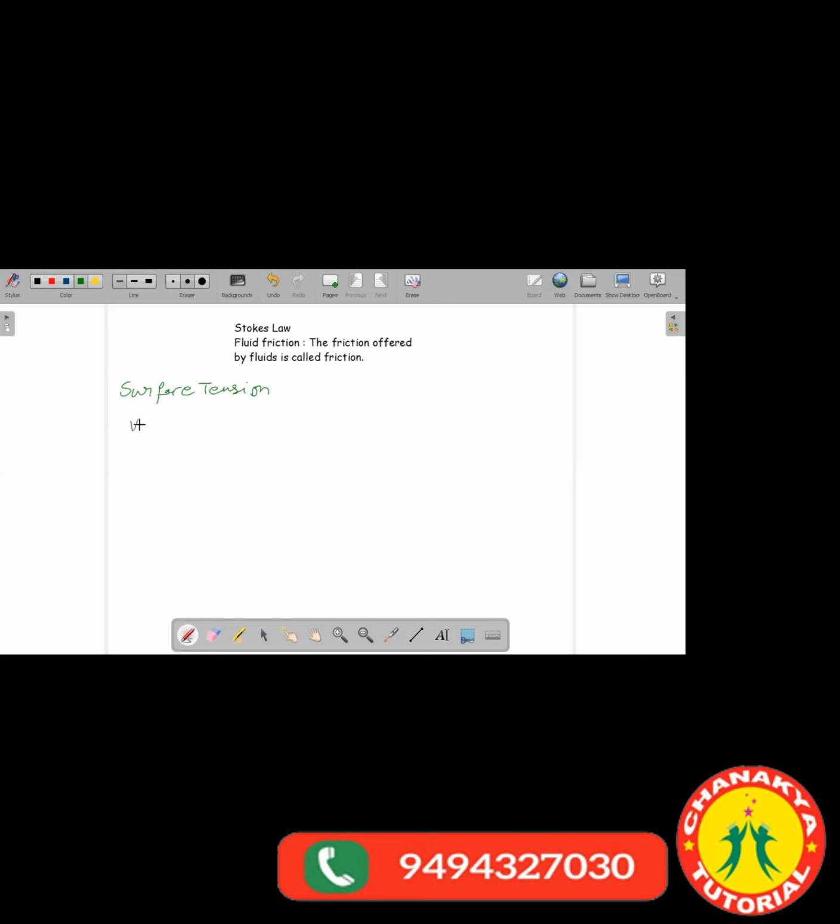Surface tension and viscosity. On this Sunday, you will be having a test which will include the basics, that is the units and dimensions, speed, velocity, and rotation. So up to rotation, you will find the questions in your Sunday's test. This Sunday, we'll put up a test of nearly 60 marks.